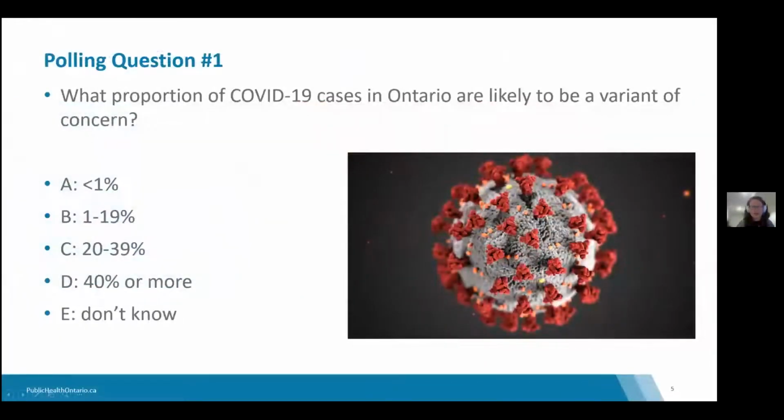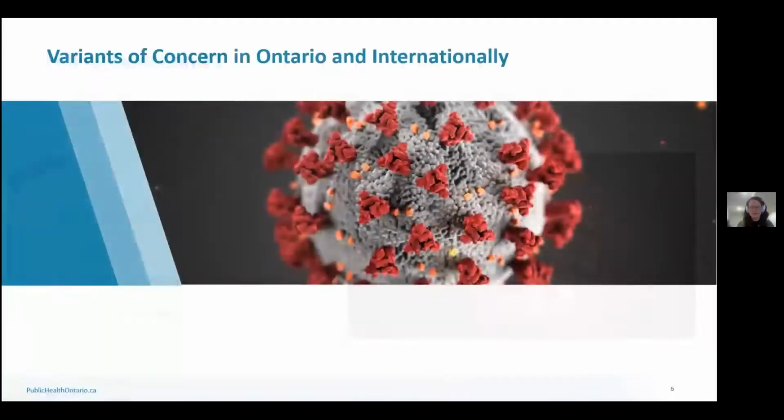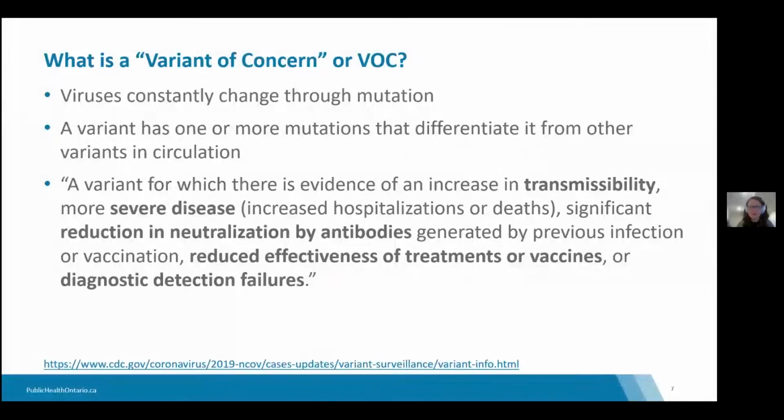So to start off with, we're going to talk today about variants of concern both internationally and within the Ontario context. First, just to make sure everyone's on the same page about what a variant of concern, or VOC, is: all viruses are changing constantly through mutation. When a variant has one or more mutations that differentiate it from other variants in circulation, that's when it becomes a separate variant.